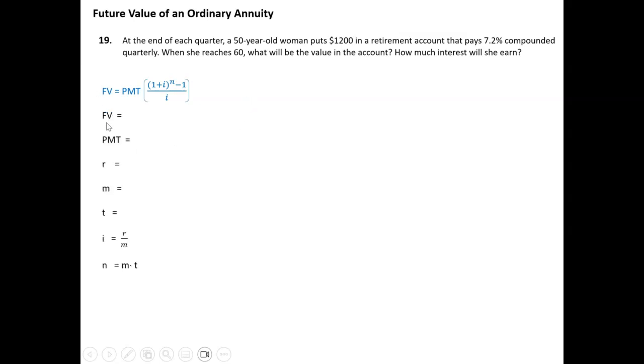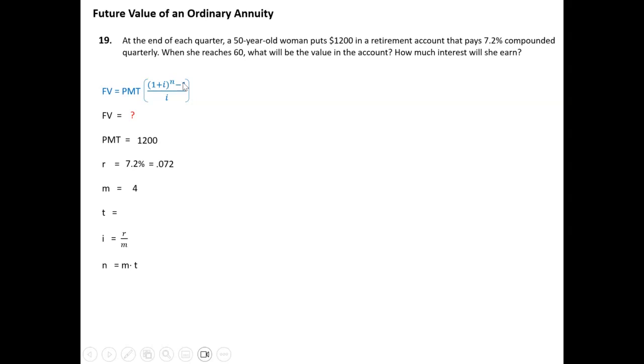Again, there are seven variables that you need to account for. Okay, let's read it correctly here. At the end of each quarter, right? A 50-year-old woman puts in $1,200. So we're looking for what will be the value of the account after she's 60, right? So we're looking for the future value. The payments that she's putting in are $1,200. The interest rate is 7.2%, 0.072, compounded quarterly. Quarterly means M is 4.